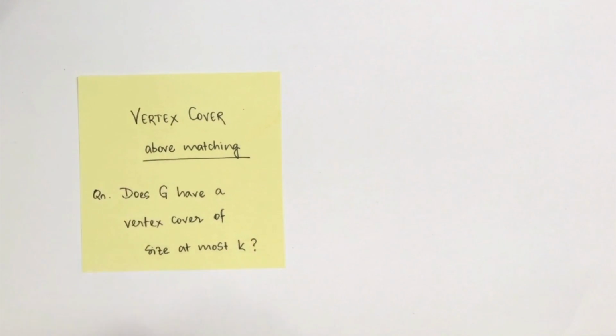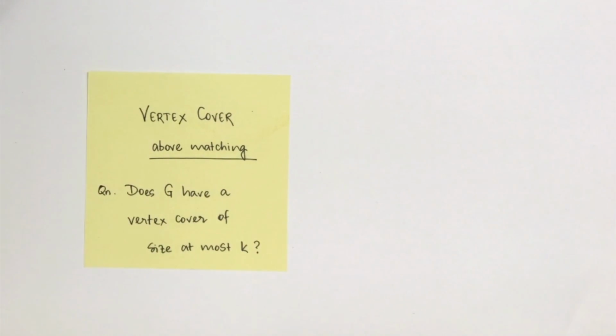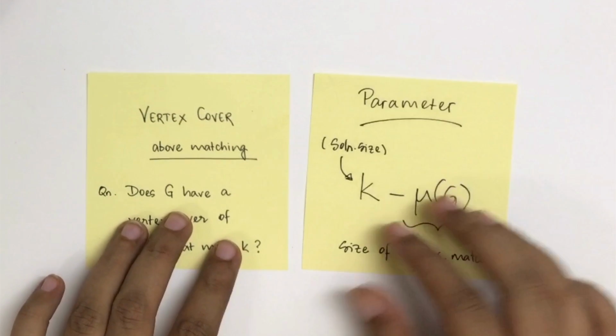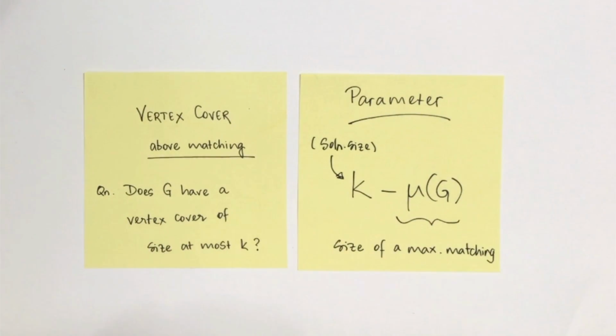And before we get started, I want to introduce you to a slightly different above guarantee parameterization for vertex cover, and this is the problem of vertex cover above matching. So here the parameter we want to look at is k minus mu of g, where mu of g is the size of a maximum matching. If you remember, we mentioned this parameterization in passing in the previous video, and I said that if you parameterize above LP opt, that would be in some sense a stronger parameter in quotes. Let's explore what that means, right?